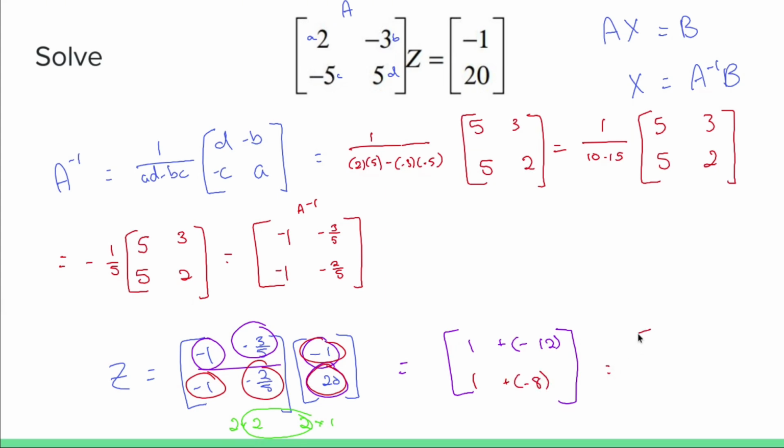So finalizing this matrix and getting my answer is going to be 1 minus 12, which is negative 11, and 1 minus 8, which is negative 7. So that matrix times negative 11, negative 7 would give me that matrix. Isn't that neat? It is neat. Tons of fun.